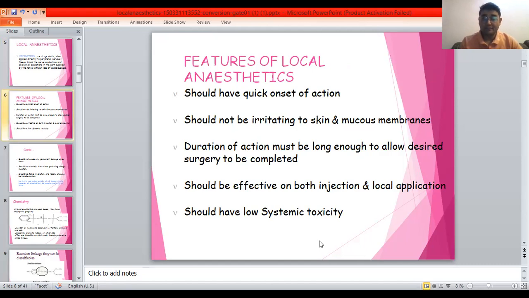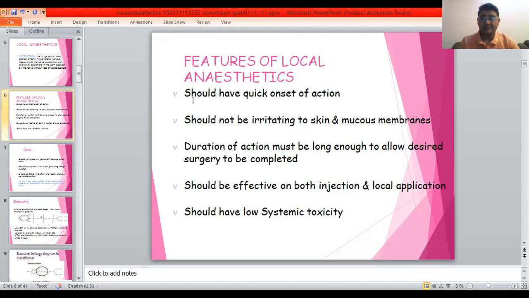But sometimes not at all. No drug is present till now among the local anesthetics that has all these good features. So we choose the drug which has most of these good features.